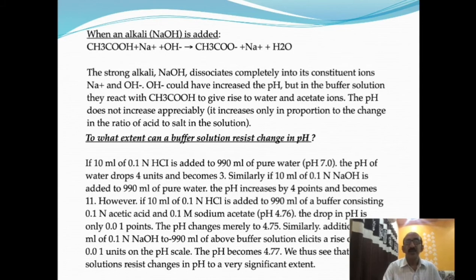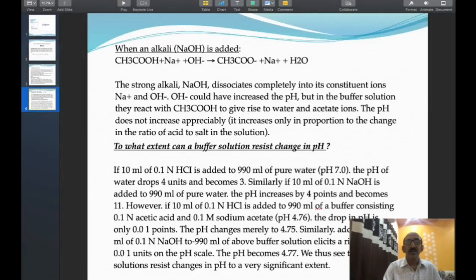Now, taking an example, we can again explain how the buffer acts. We will take the example of the same buffer solution. For example, take 10 ml of 0.1 normal HCl. It is added to 990 ml of pure water. The pH of water is 7. The pH of water drops by 4 units and becomes 3. The pH of water decreases from 7 to 3.